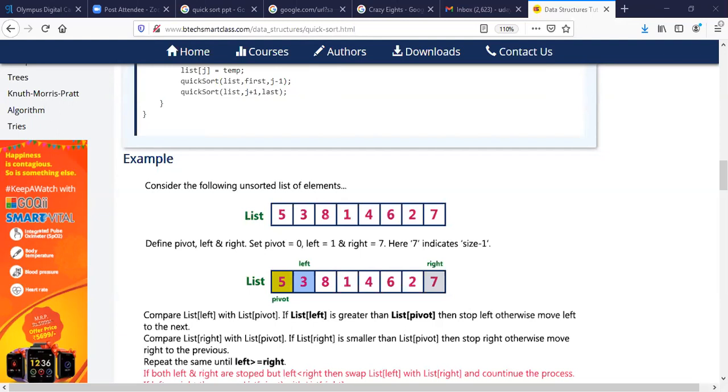The next one is implementation of queue using array. The next one, implementation of binary search tree.